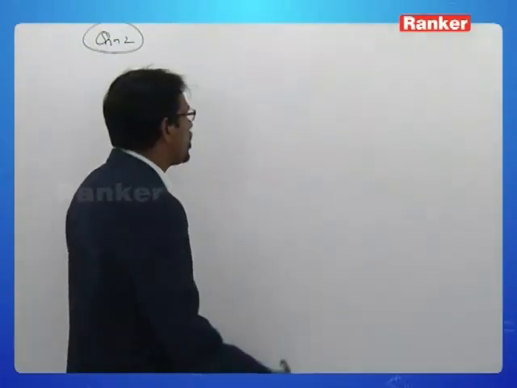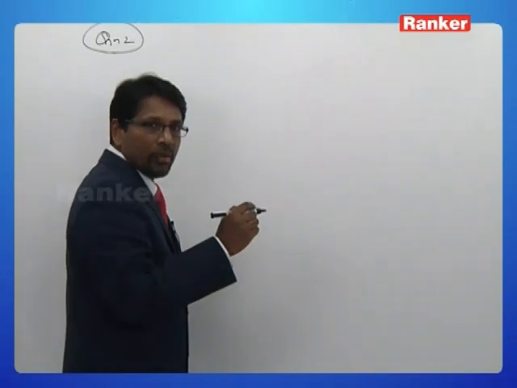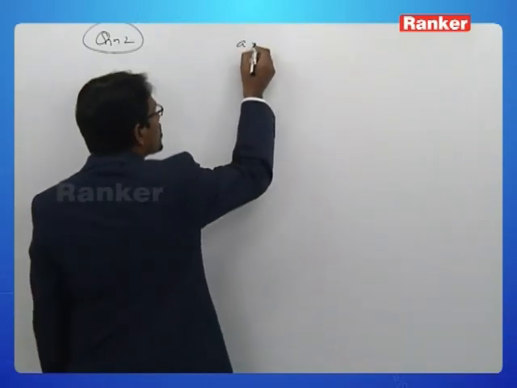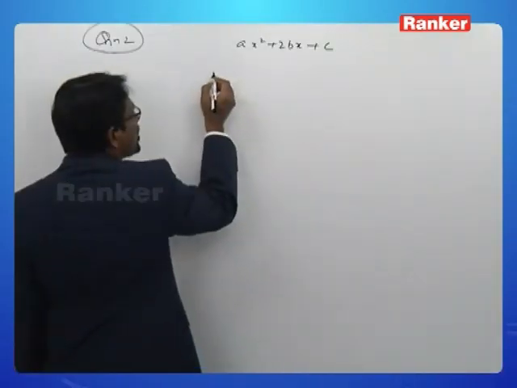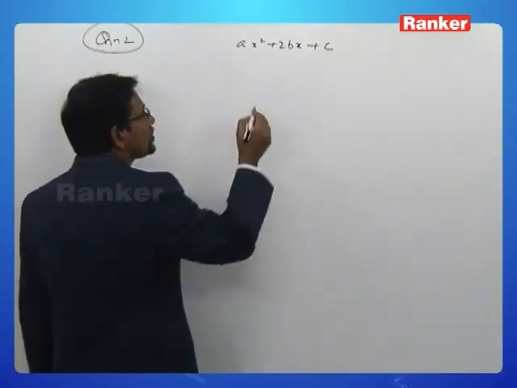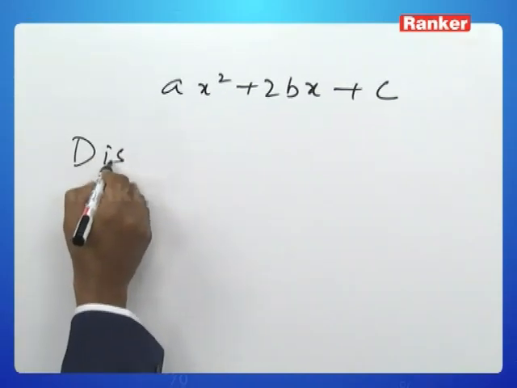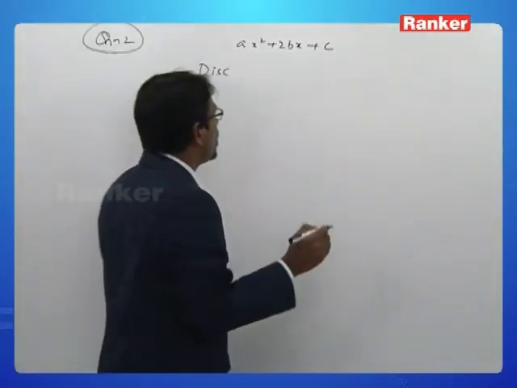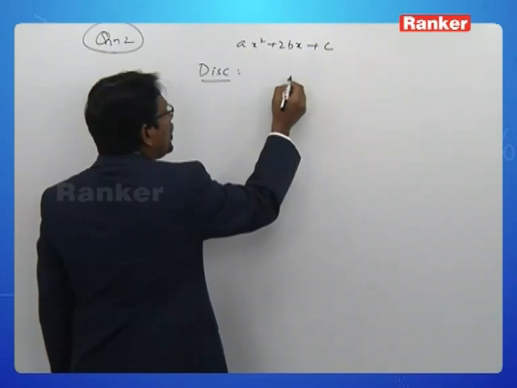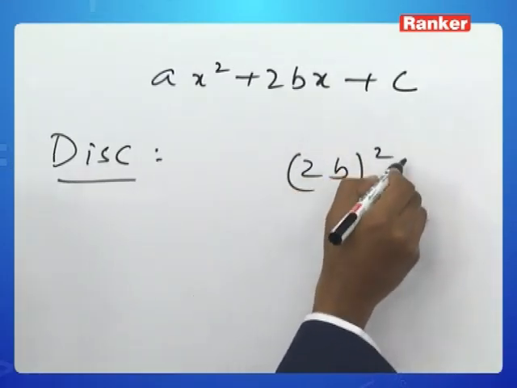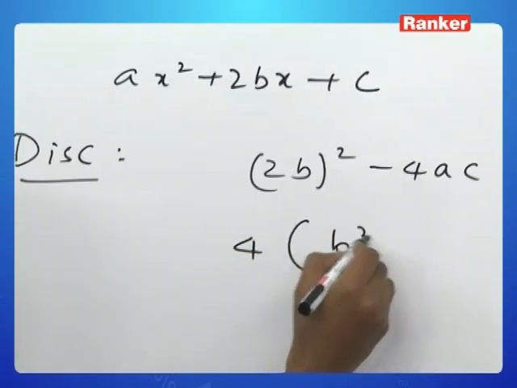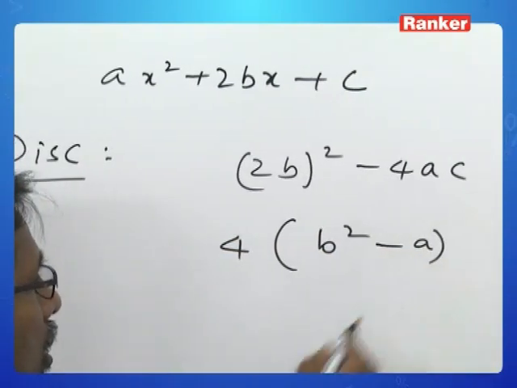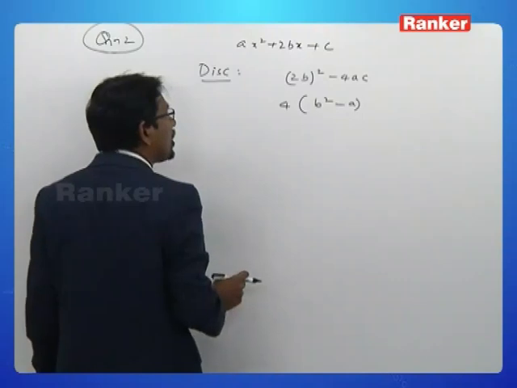Okay, let's look at how to go about this problem. We are given that ax square plus 2bx plus c has a negative discriminant. What is the discriminant? 2b whole square minus 4a into c. That makes it 4 into b square minus ac, and that is negative.